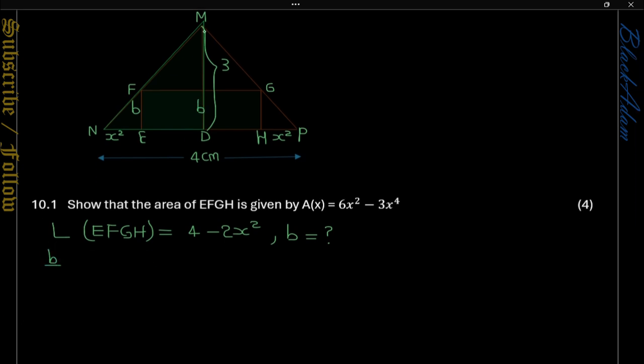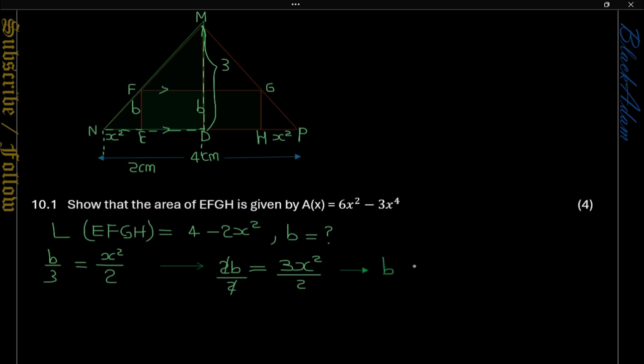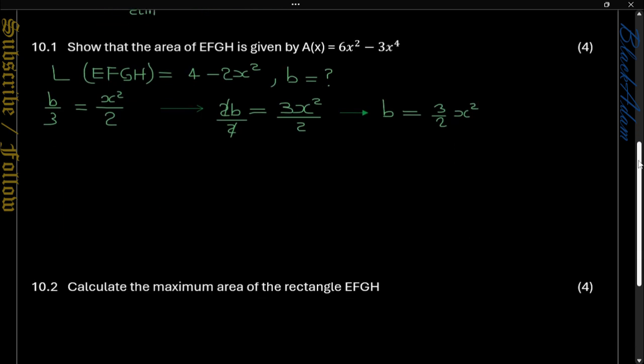So b over 3, since it's a midpoint, is going to be x squared over ND. So ND is half of 4, that's 2. So cross multiplying there, we have 2b is equal to 3x to the power 2, and then dividing both sides by 2, we have b as 3 over 2 x squared.